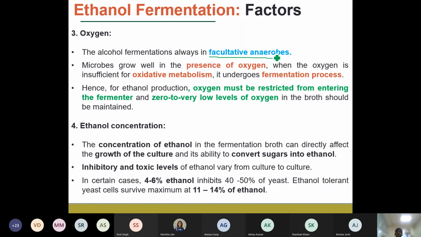Now coming to the oxygen, the fermentation of ethanol is done by organisms known as facultative aerobes. So that means they grow well in the presence of oxygen, and when the oxygen is insufficient for oxidative metabolism, they undergo the fermentation process. So what does it mean? We already talked about it at the start of today's class: the oxygen, in the presence of the carbon, will be metabolized to carbon dioxide and water, and it releases energy which will be used for the growth of the microorganism.